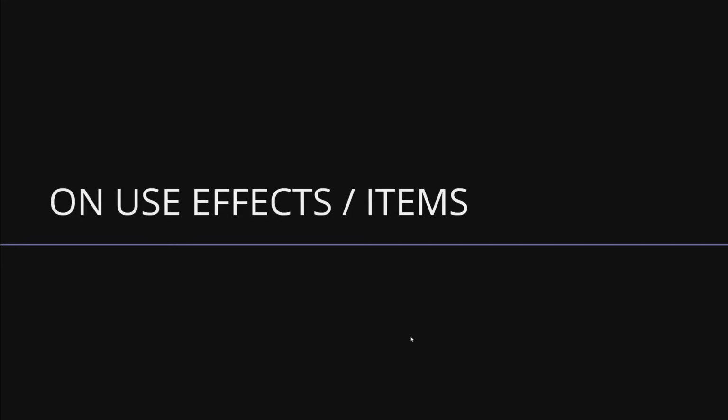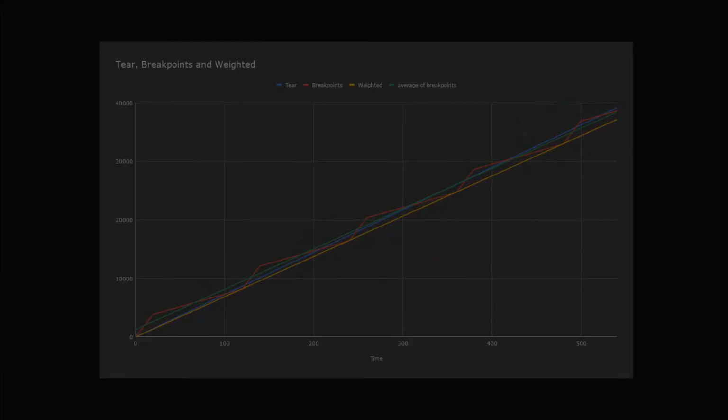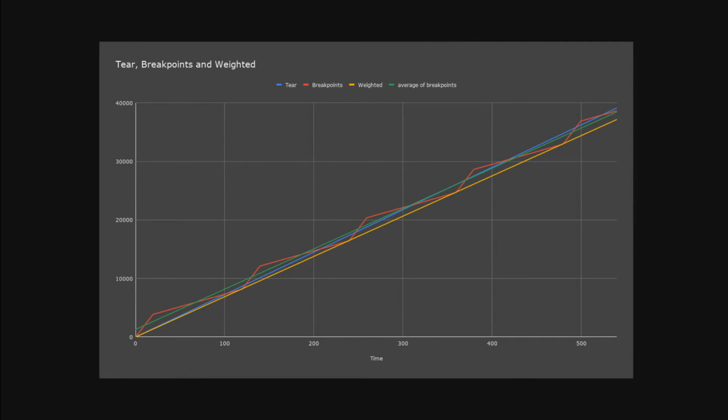So let's talk about unused effects and items, such as trinkets and Flame Cap and stuff like that. Here we have a graph. Why? Because this graph might better explain it than I can do it properly myself.